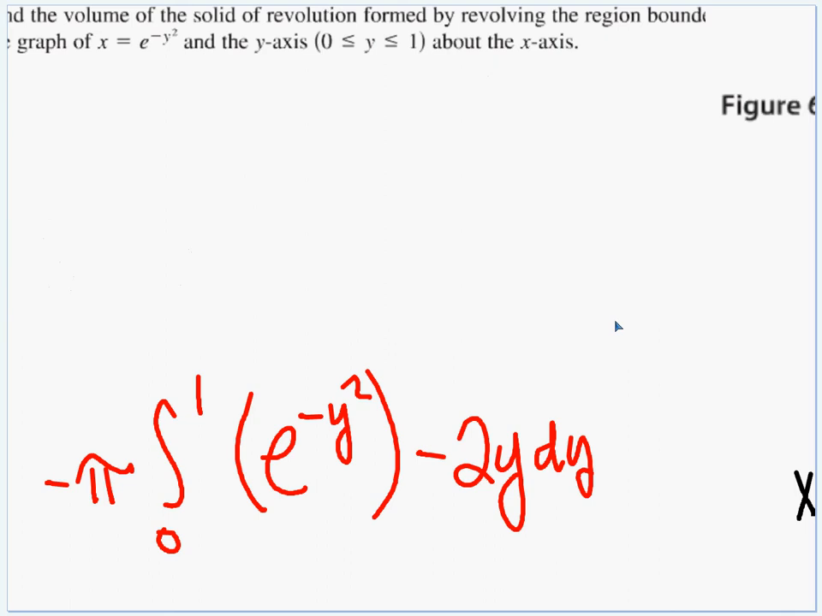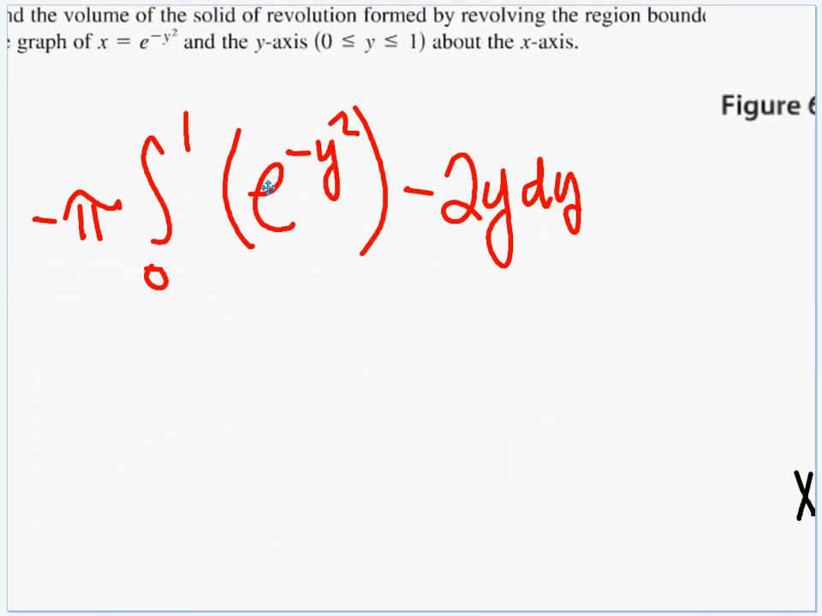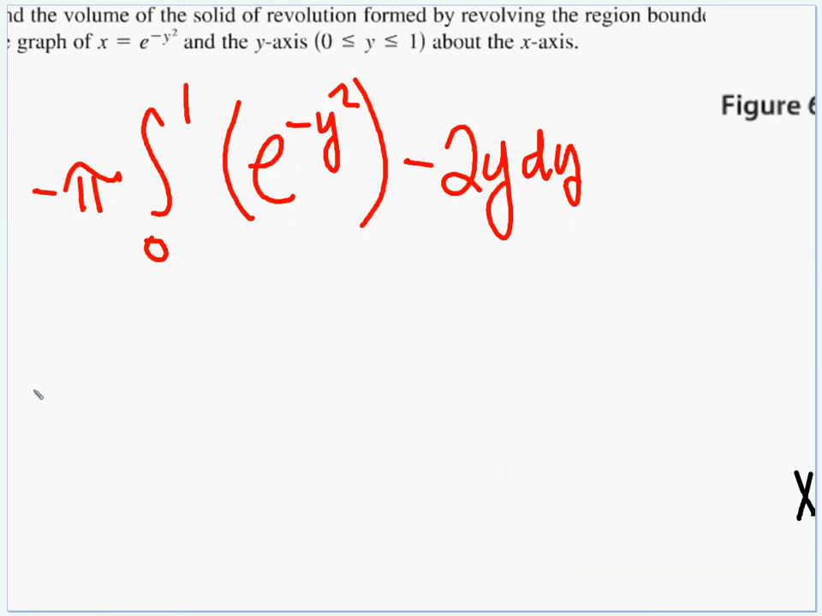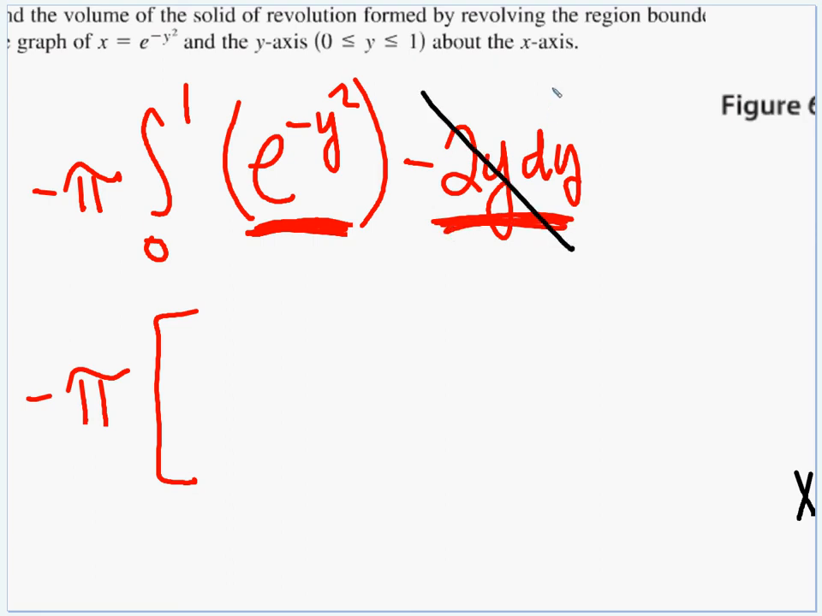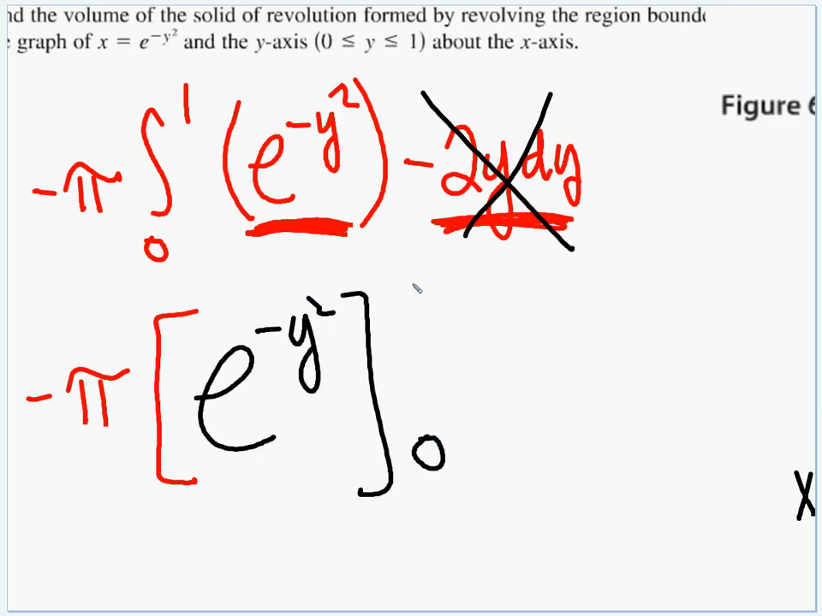We are going to antiderive. So we have our negative pi out front. When we antiderive this, remember that our inner function's derivative goes away. This is our, quote, rocket fuel. So that's gone. What's the antiderivative of e to the negative y squared? Well, it's just e to the negative y squared. And we will evaluate that from 0 to 1.